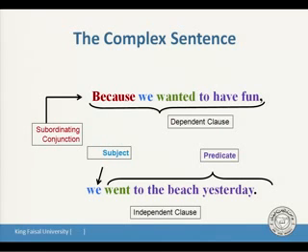Subordinating, not coordinating. Now, we went to the beach yesterday. Because we wanted to have fun, comma, we went to the beach yesterday. Dependent clause, comma, independent clause. Okay.